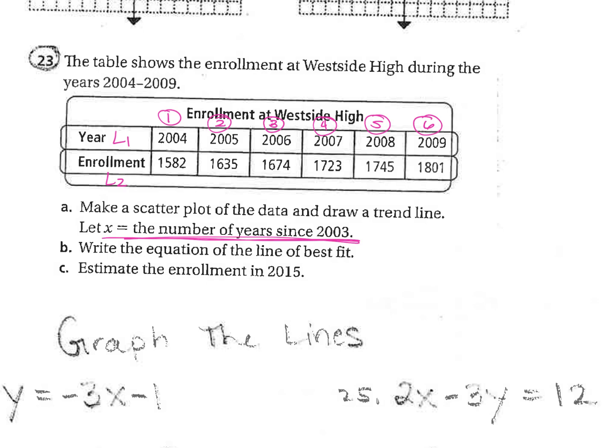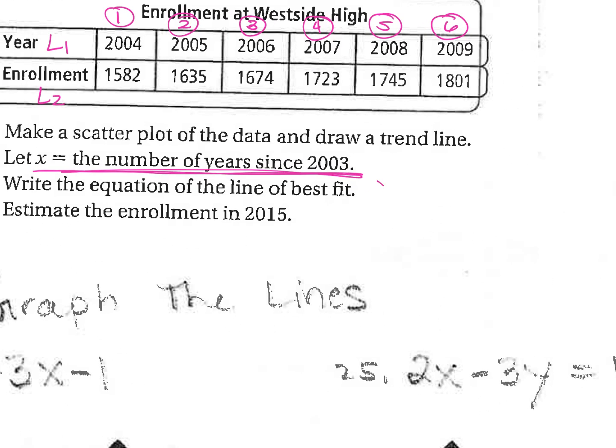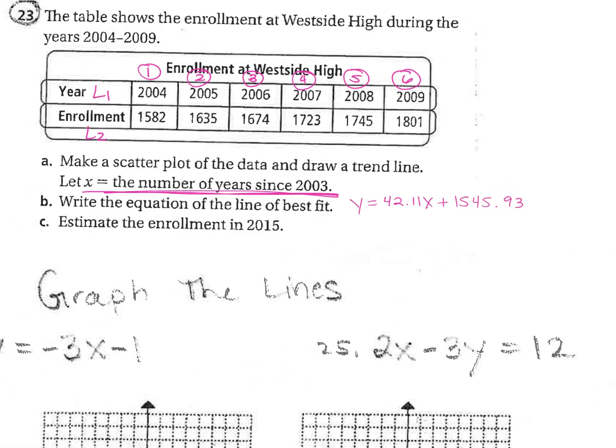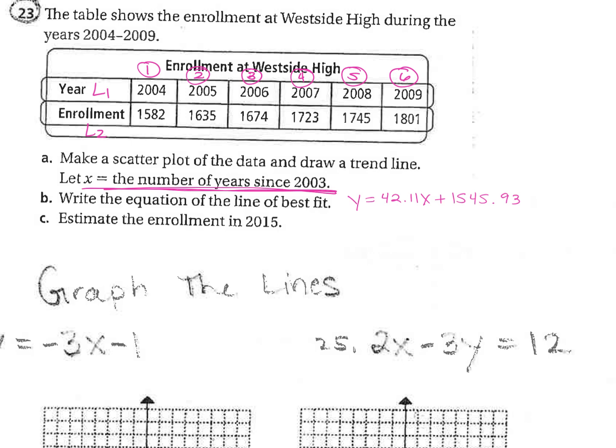The equation would be y equals, your A term is 42.11, and then your x, and then plus 1545.93, okay? So then the question says estimate the enrollment in 2015. Now here's the tricky part. They told us that the first year is 2004. So that means 2015 is going to be the 12th year that we're working with.